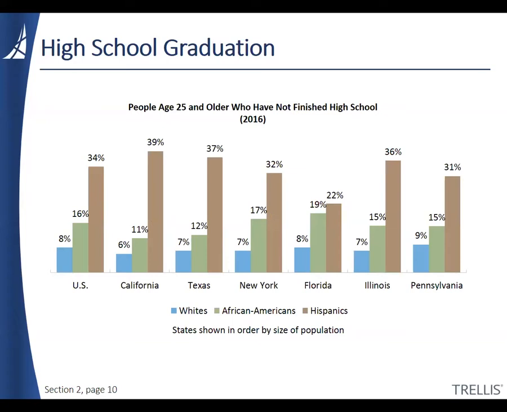The value of education has long been understood. Every state in the nation has had compulsory schooling laws in place for at least 100 years. Completing high school has been an important step towards a brighter future for decades. However, as of 2016, 37% of Hispanics in Texas aged 25 and older did not have a high school diploma, compared to 12% of African Americans and just 7% of whites.